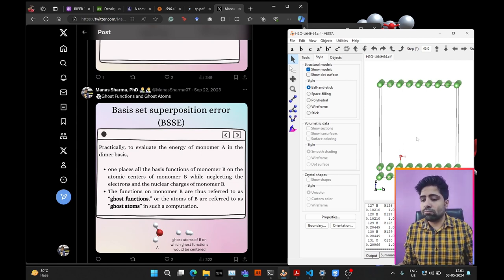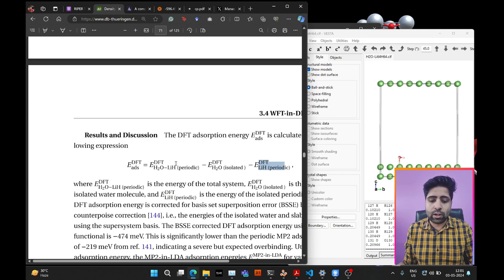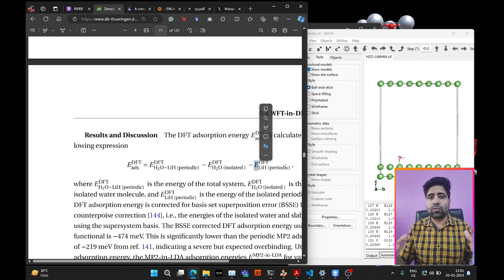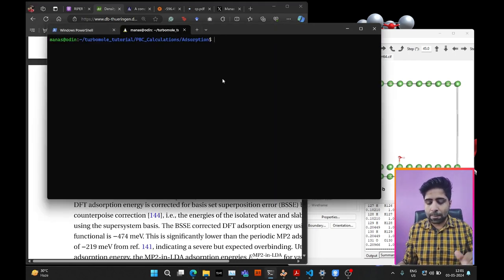So essentially that is how you get rid of the basis set superposition error. Now if you calculate the energy of the isolated H2O molecule as well as the LiH surface using a supermolecular basis with host functions, then if you use this formula, the adsorption energy that you get would be free of the basis set superposition error. So enough of chit chat, now let's start computing. Come back to your terminal.